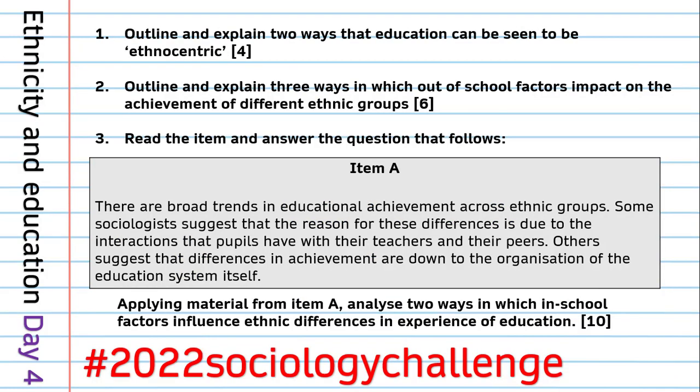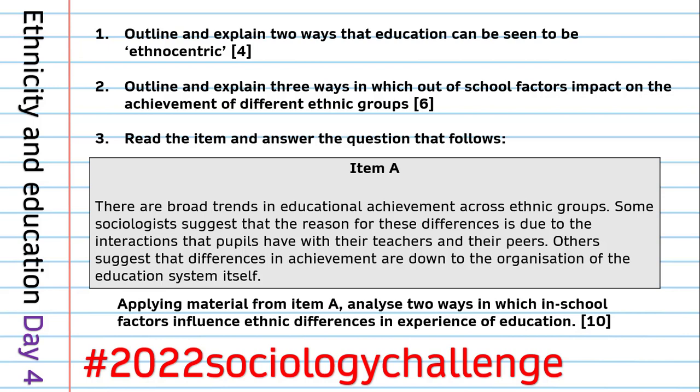Moving on to day 4. Day 4, we're going to look at ethnicity in education. There's 3 questions I've set here again. 1, outline and explain 2 ways that education can be seen as ethnocentric. Okay, so that's a good one to look at. 2, outline and explain 3 ways in which out-of-school factors impact on the achievement of different ethnic groups. So out-of-school factors, you're looking at cultural explanations, material explanations, you're looking at things like racism in wider society.